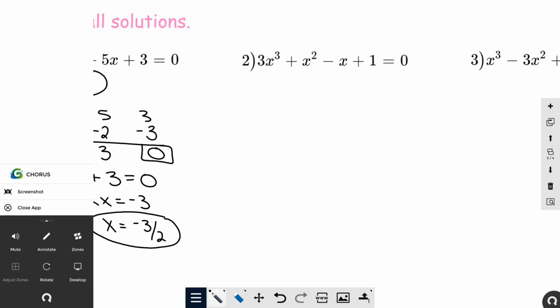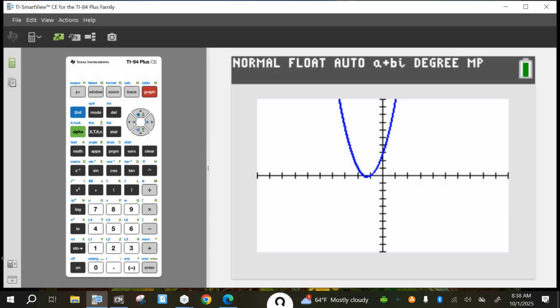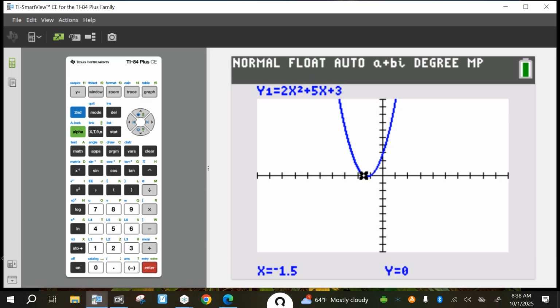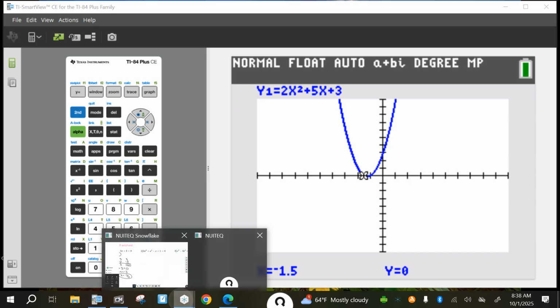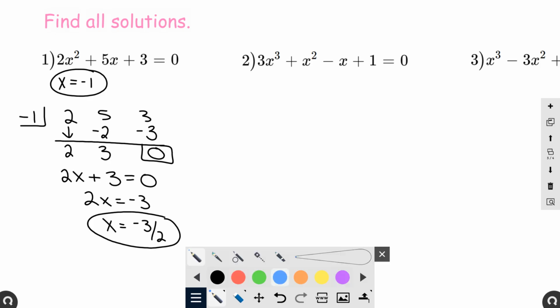You can go back in your calculator. Since it's already pulled up, you can go to your graph, trace, type in that solution, negative 3/2. Does that give us a y value of 0? Yes, it does. So these are ways to find your x-intercepts using your calculator and synthetic division to help us find what those are. And then you can also use the same way to help you with factoring as well. So just a little extension here.